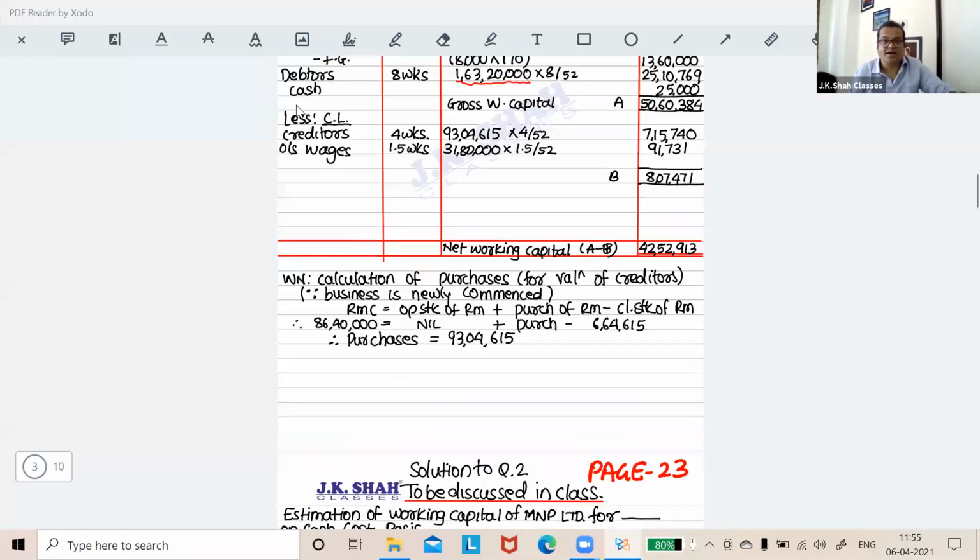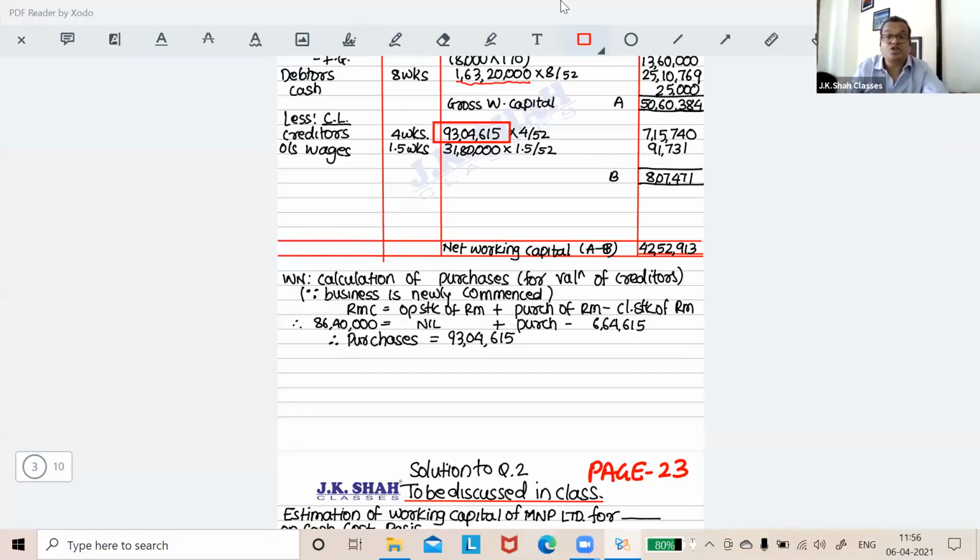Okay. Now creditors. See guys, very important for creditors. I keep on repeating every single time we have creditors in the question that creditors depend upon what? And the answer is credit purchases. In all other questions, we have no choice, we have no information, so we assume opening stock is equal to closing stock, and instead of purchases, what do we take up? We take up raw material consumed.